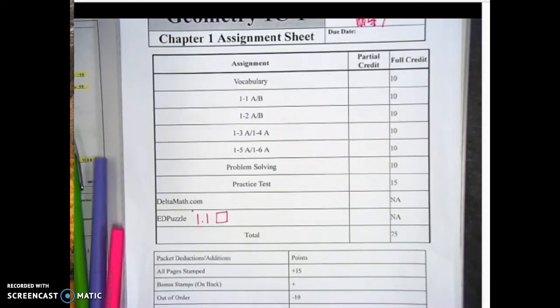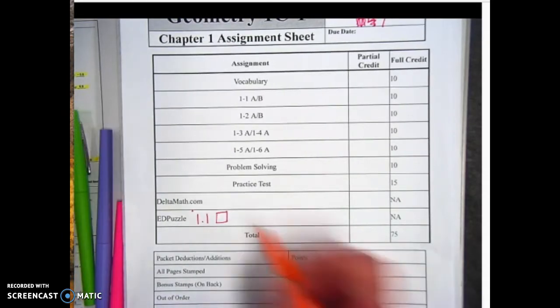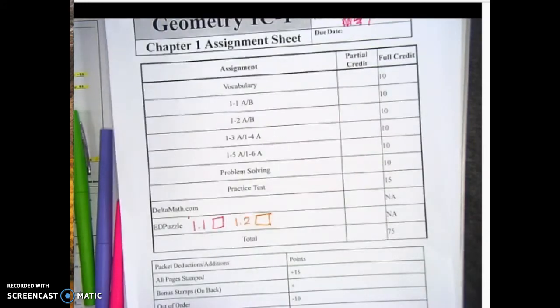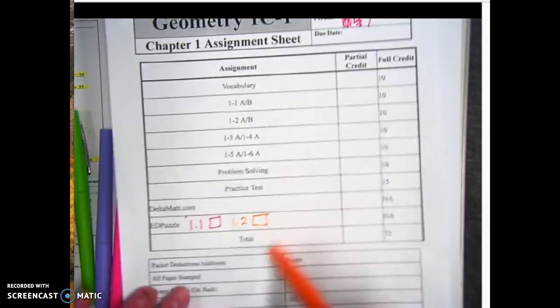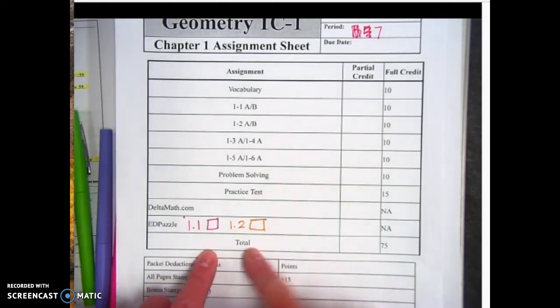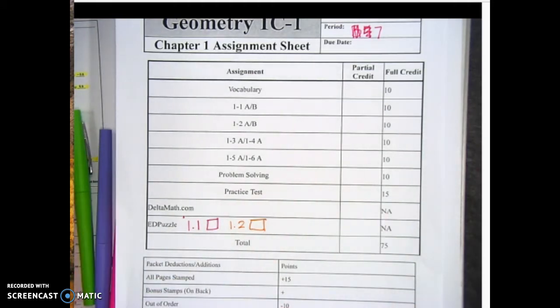Okay, so today we're going to add another Edpuzzle. We're going to add 1.2. Put a box. So when you have them done, put a check mark. I give 7 days to do them. If they're not done by that time, it's a 0. So make sure you get them done. Put a little check mark. And obviously, the Delta Math for Unit 0 has a deadline of tonight at 11:59. Okay? So get as far as you can.